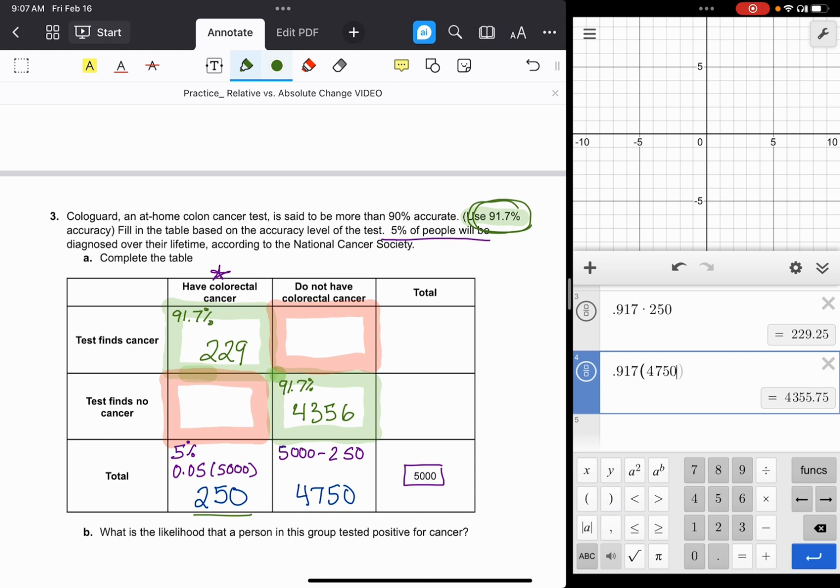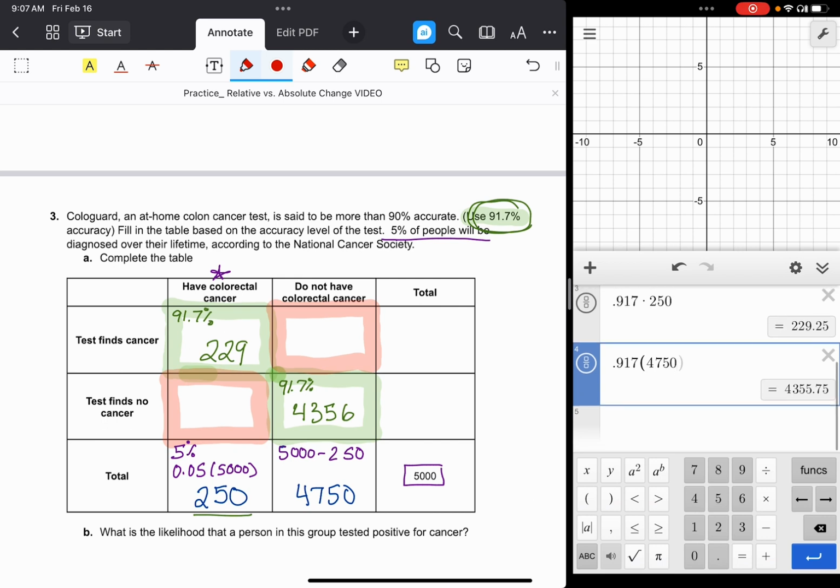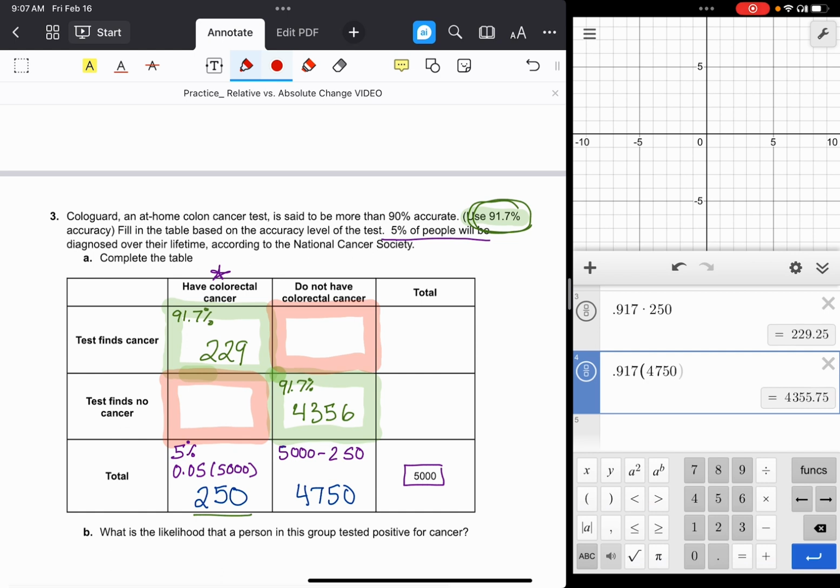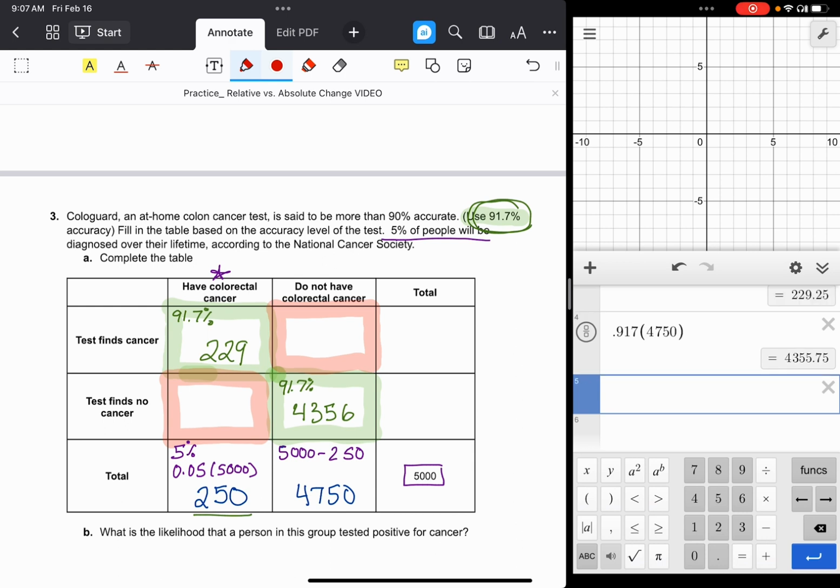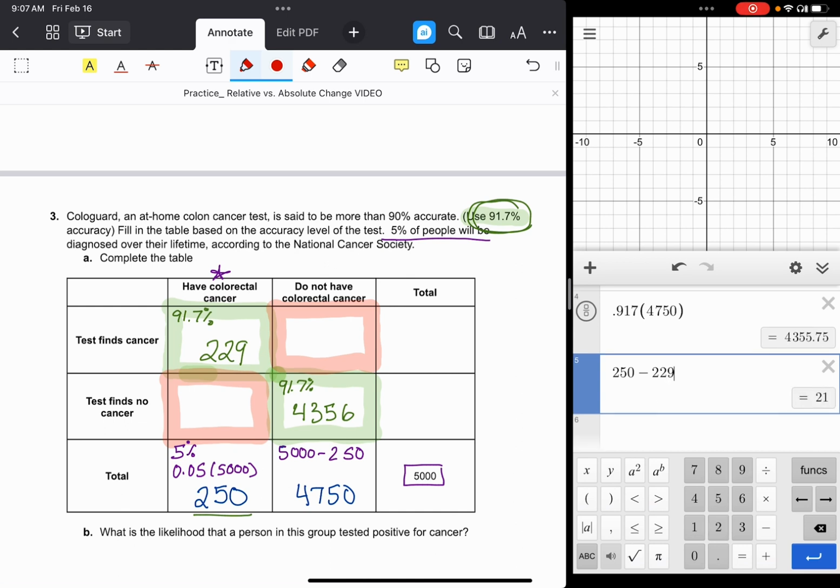Those are all the people the test got right. Well, the test is also going to get it wrong, and so we are going to do a little bit of subtraction to fill in our wrong boxes. Let's start with the people who have cancer, but the test didn't find cancer, so they got a false negative. There were originally 250 people with cancer, 229 got a correct test result, which left 21 who got incorrect test results.